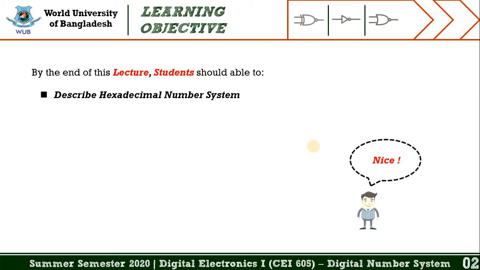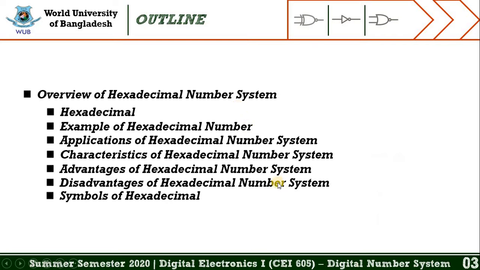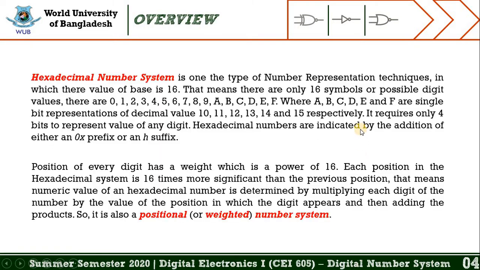By the end of this lecture, you will be able to describe the hexadecimal number system. So let's move into the next slide. This slide represents the overall outline of this lecture. You may learn from this lecture such as the hexadecimal number system, examples of hexadecimal numbers, applications of the hexadecimal number system, characteristics of the hexadecimal number system, and so on. So let's move into the next slide.